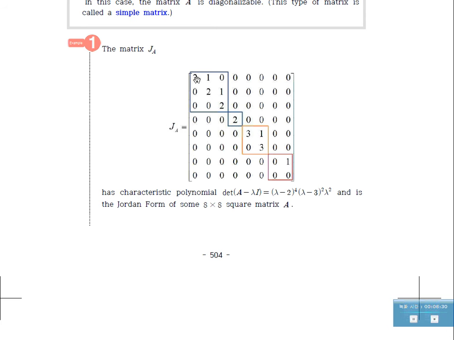As you see, 2, 4 here. How many 3? Eigenvalue 3, there are 2. And there are 0 eigenvalues of 2. So 4, 2, 2. This is an 8 by 8 matrix. So this is a Jordan form of some 8 by 8 square matrix A, which has 3 distinct eigenvalues with multiplicity 4, 2, and 2.